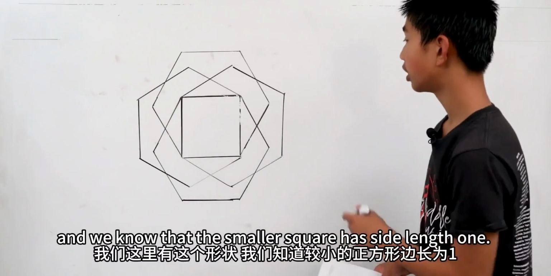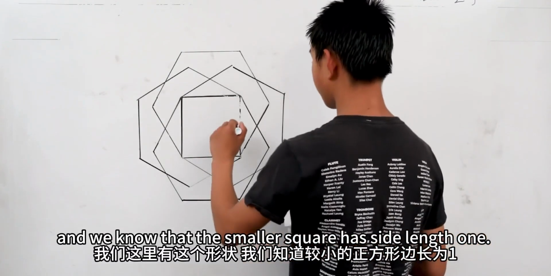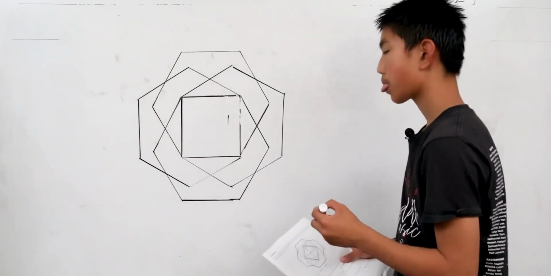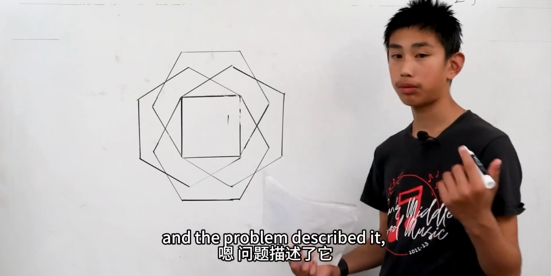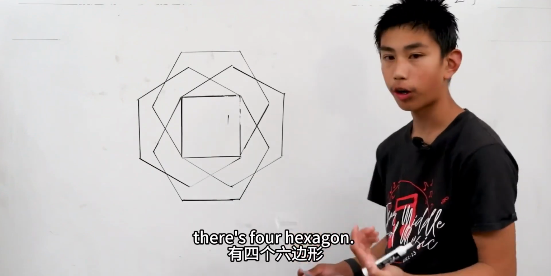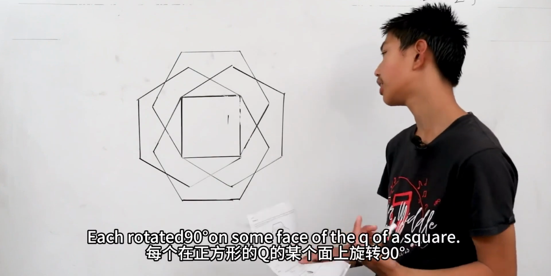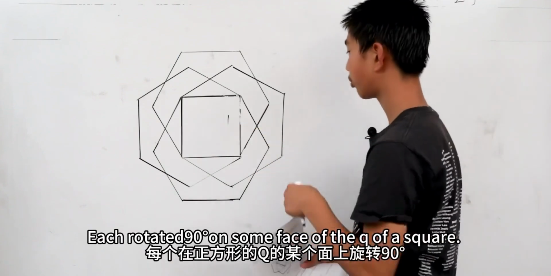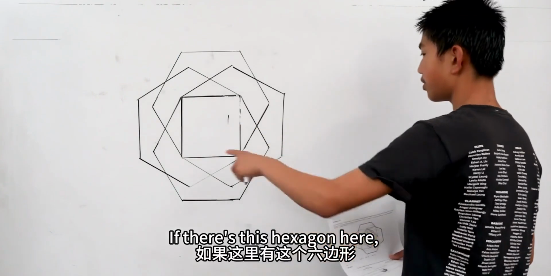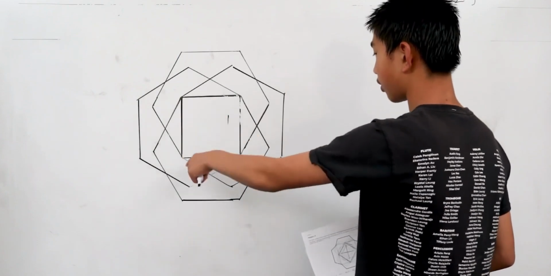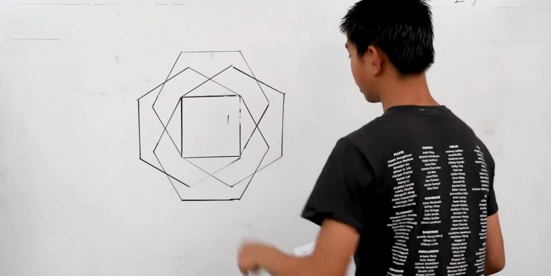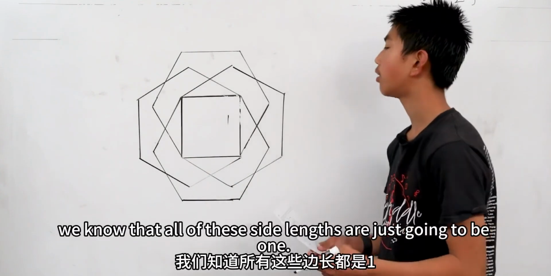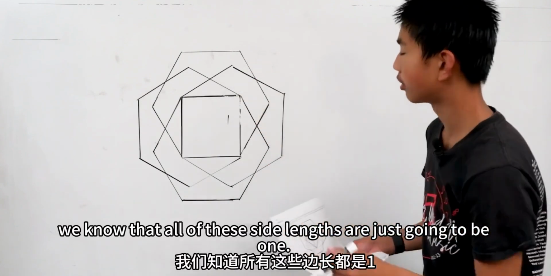So we have this shape here, and we know that the smaller square has side length 1. In the problem, there are four hexagons, each rotated 90 degrees on some face of the square. So if there's this hexagon here with these 6 points, and since the problem states they are regular hexagons, we know that all of these side lengths are just going to be 1.